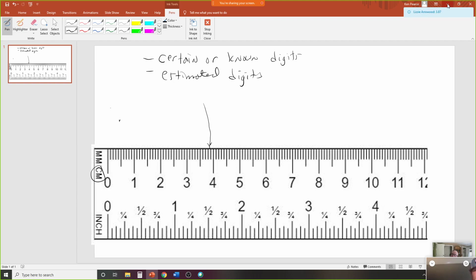Hey, these numbers look really good to me. And I'll tell you why they look really good to me. First off, what do we have here? I've got two decimal places. That means we're estimating that last digit.